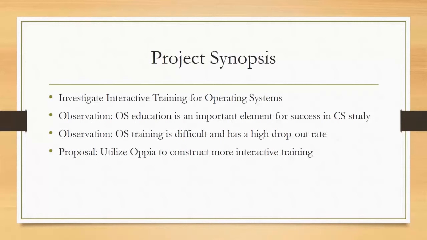We know that operating systems education is important to overall success in computer science. After all, it is the foundation or the basis of everything else that we do. However, we have learned in our own OMSCS program that operating systems training is difficult and it has a high dropout rate. We've seen dropout rates of as high as 50% for some of the operating system classes. Now, admittedly, these are informal numbers, so we have to take them with a grain of salt.